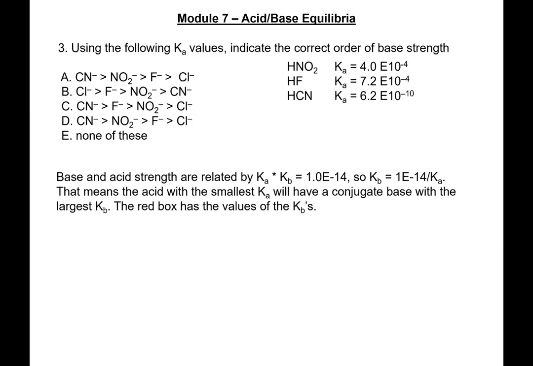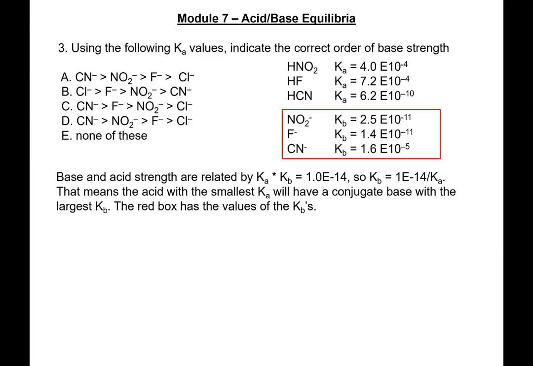So really, we can rearrange this expression and get that Kb is just 1e minus 14 divided by Ka. And so what that means is the acid with the smallest Ka is going to have a conjugate base with the largest Kb. Well, that's pretty convenient because that makes our job pretty easy. And if we look at this red box, this is nothing more than the items above it. The conjugate base of nitrous acid is the nitrite ion.